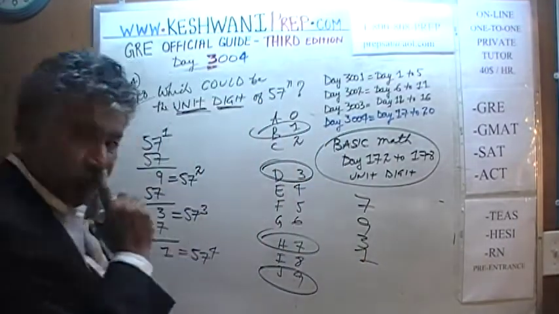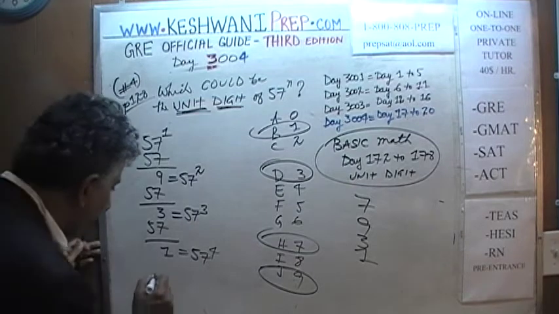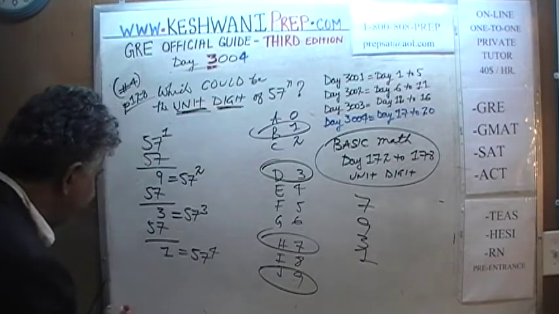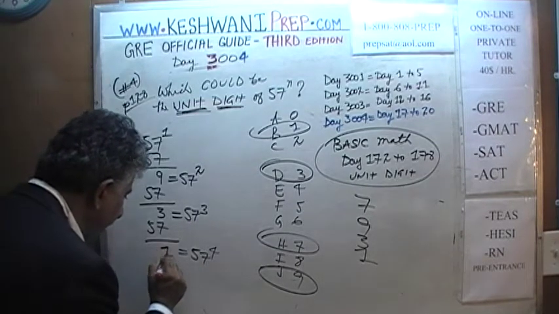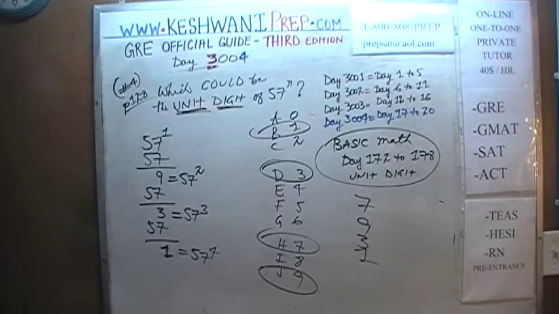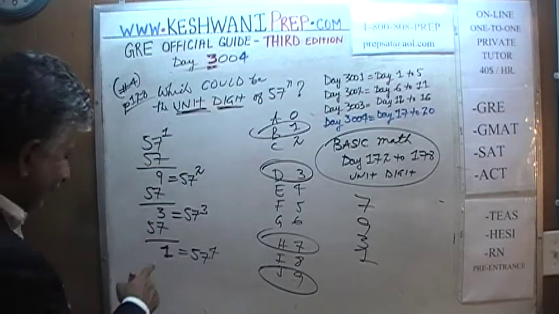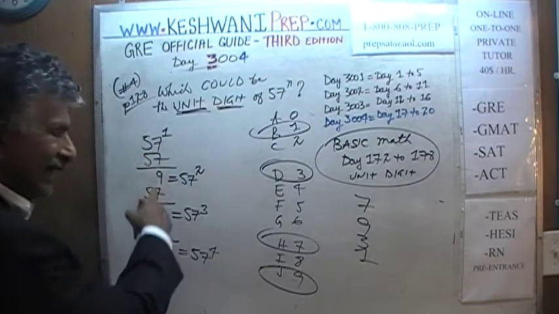And then what do you suppose is going to happen if we were to multiply one more time by 57? As soon as you see a 1, that's your cue that the cycle is going to repeat itself. Either you see a 1 or what you started out with. If it ends in a 7 or a 1, the cycle is going to repeat itself.